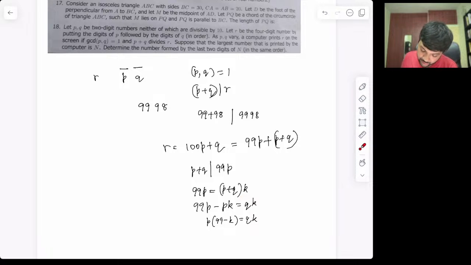And if P into 99 minus K is a natural number, 99 minus K is a natural number, which means that K is less than 99. So K itself is some 2-digit number. So P divides some 2-digit number, and Q divides its complement in some sense, 99 minus K. So is that all? That's enough and I use that to solve maybe? Okay, so let's see.